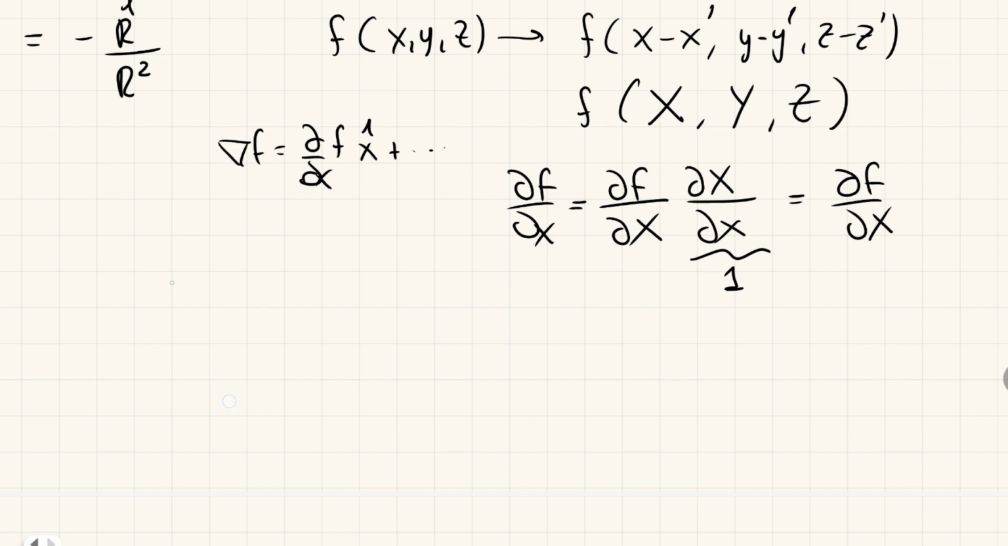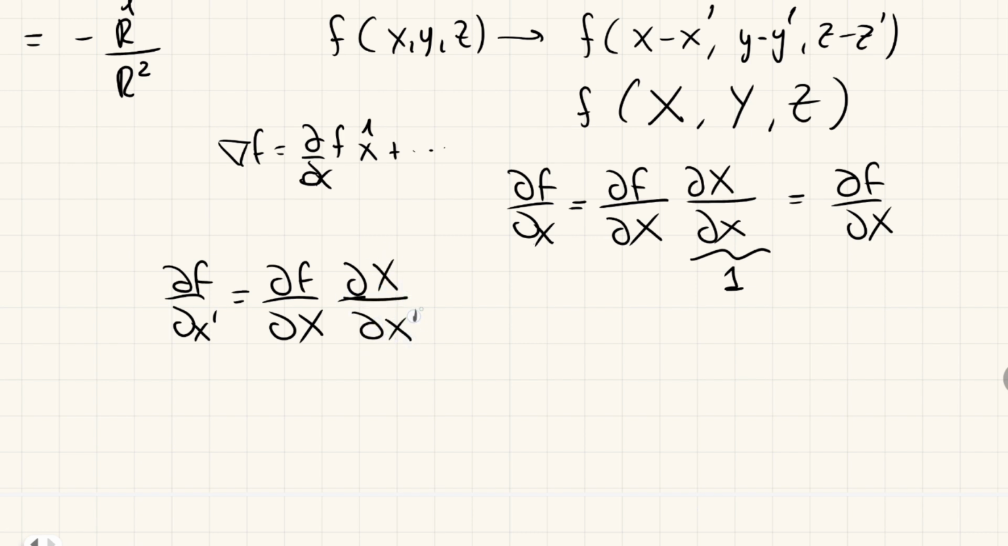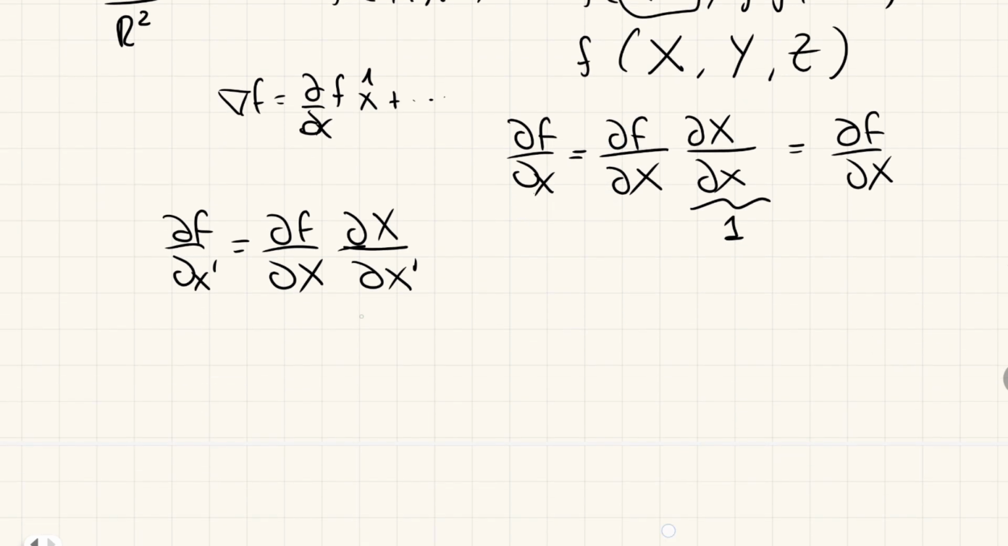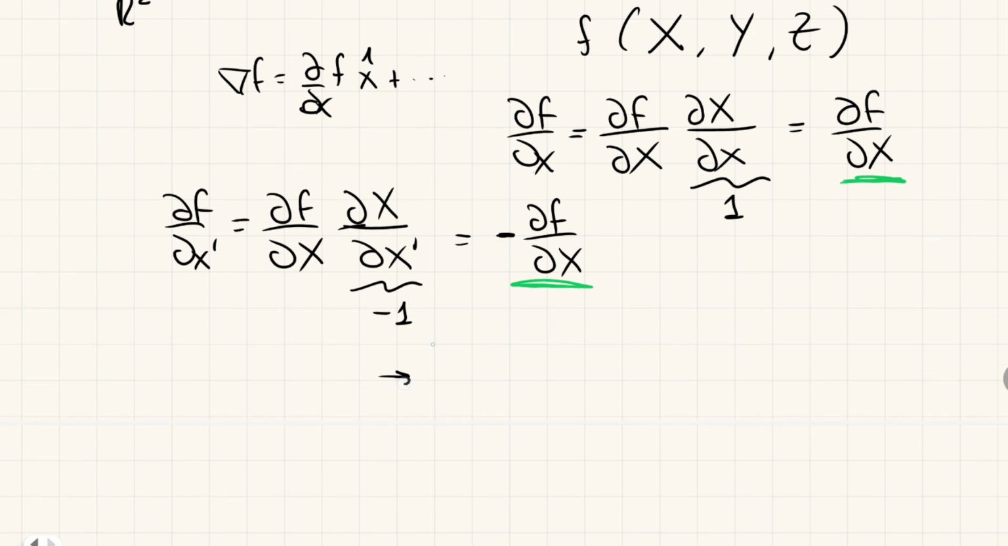And then the partial of f with respect to x prime is going to be, again, the partial of f with respect to uppercase X times the partial of uppercase X with respect to x prime. But again, looking at this definition, this is going to be equal to negative 1. So this is minus the partial of f with respect to uppercase X. So we see that we got the same expression but negative. That means that the partial of f with respect to x is equal to negative the partial of f with respect to x prime.